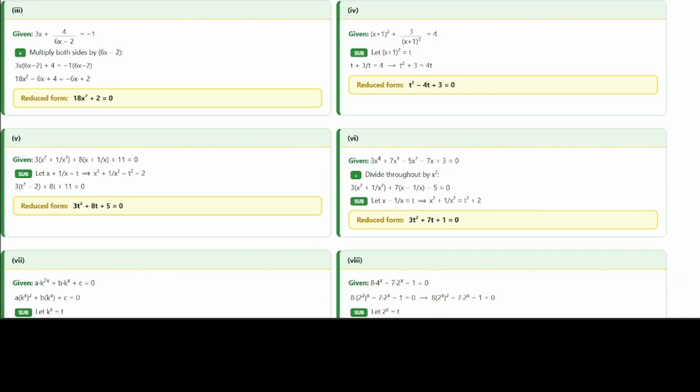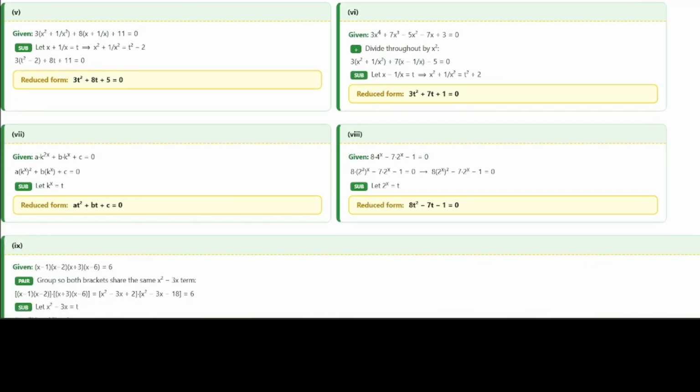The fourth part states that x plus 1 whole square plus 3 over x plus 1 whole square is equal to 4. So if you take x plus 1 and let it be equal to t, the equation becomes t plus 3 over t equal to 4, then t square plus 3 is equal to 4t. So why did this happen? When we replaced x plus 1 with t, now we need to multiply t with t over t. So t square plus 3 over t is equal to 4. If we bring 4t to the left, our reduced form becomes t square minus 4t plus 3 is equal to 0.